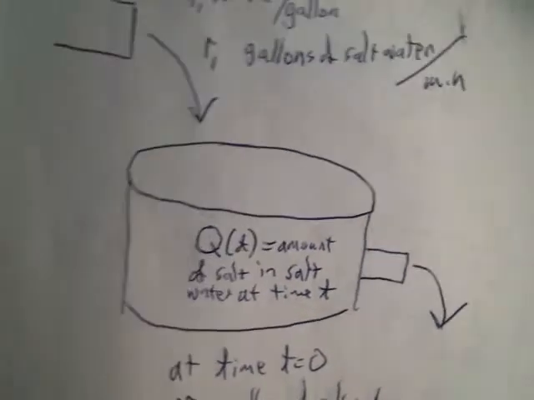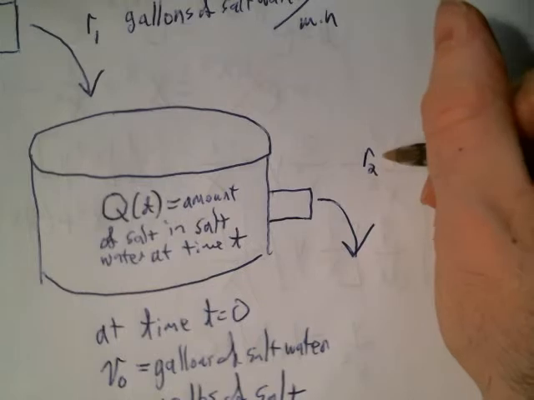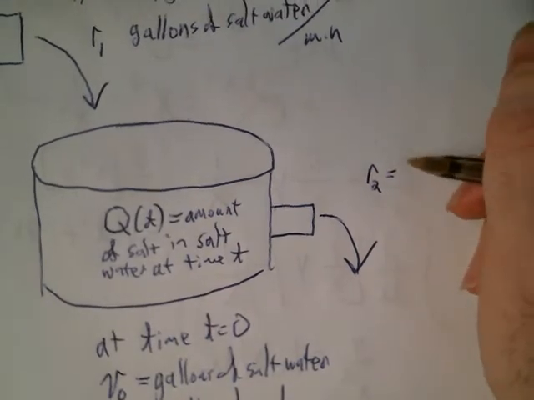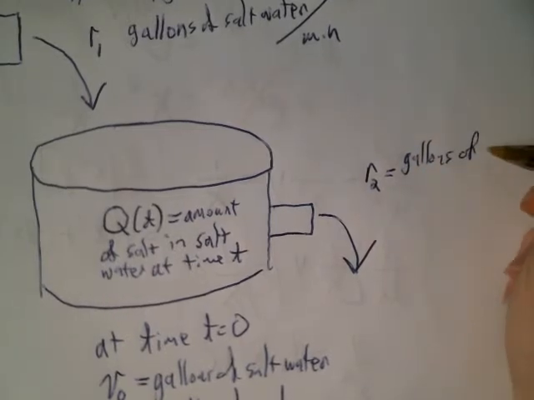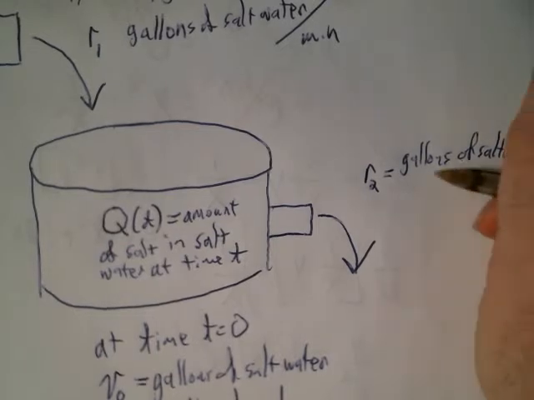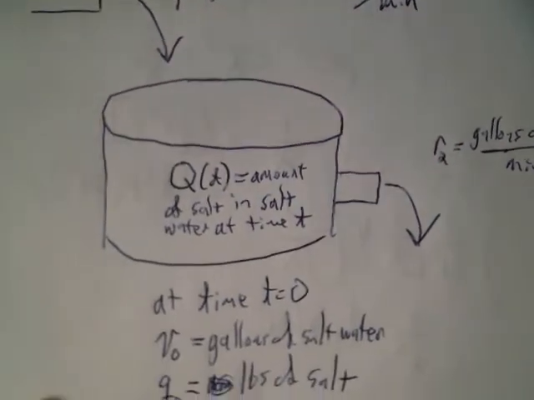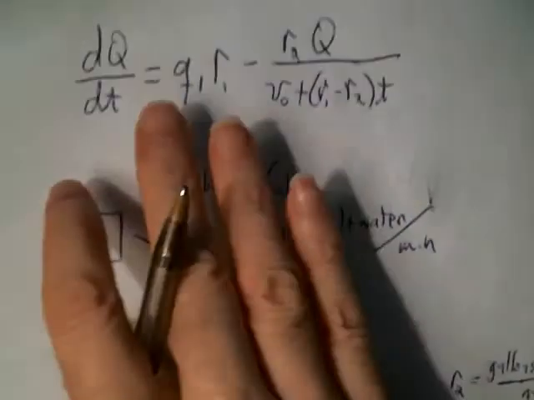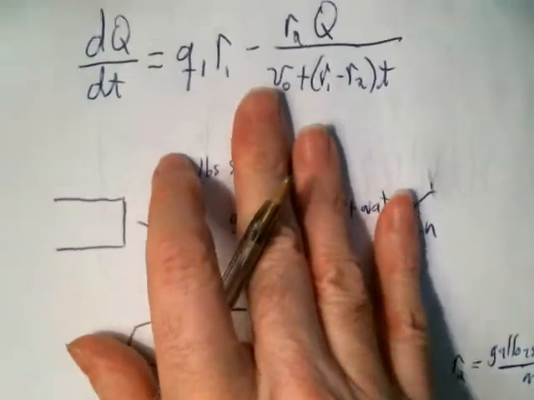Then the output we're going to put in terms only given, and that will be R2, the gallons of salt water coming out per minute. So we want to produce a differential equation for this scenario, and the book is telling you it's basically this. So can we figure out what the heck this thing is?